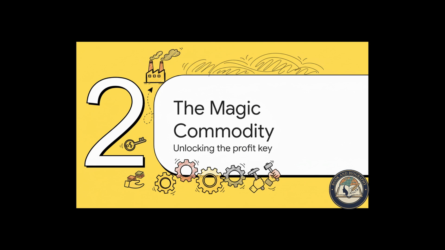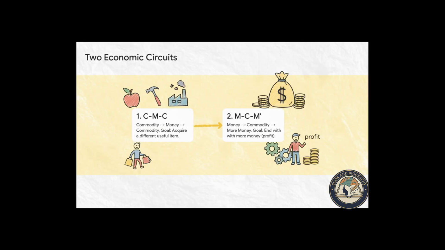Now that we have that piece, we can finally get back to the main event, solving that profit mystery. And the key, Marx says, lies in finding one very unique commodity. See, Marx noticed 2 completely different circuits of exchange happening. The first one is pretty simple, CMC, or commodity, money, commodity. This is like a farmer selling wheat, a commodity, for money, only to use that money to buy clothes, another commodity. The goal is just to end up with something useful you didn't have before.